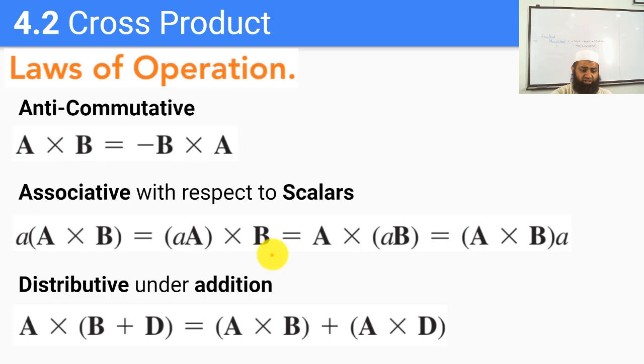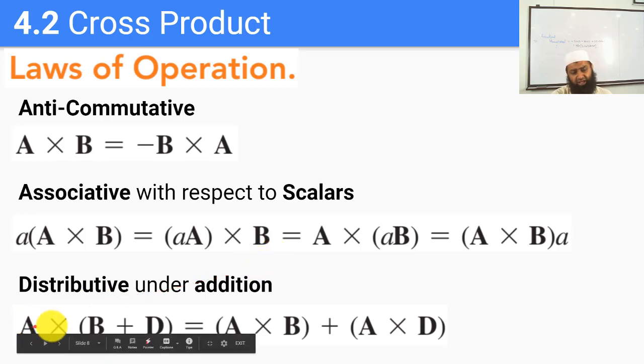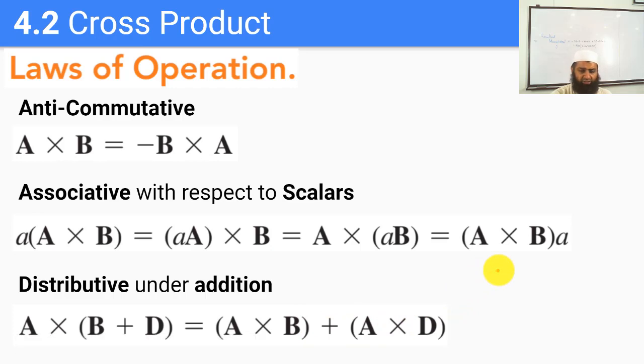And the cross product is also distributive under addition, which basically means that if I'm taking a cross product of a vector A with two vectors B and D, the sum of these two vectors, it is equal to crossing A with B and A with D first, and then adding the two. So it doesn't matter if I add them first and then take the cross product, or take the cross product first and then add them. So these two are equivalent. This property is known as the cross product being distributive under vector addition.